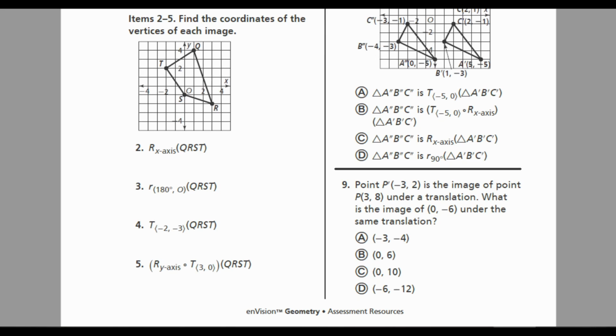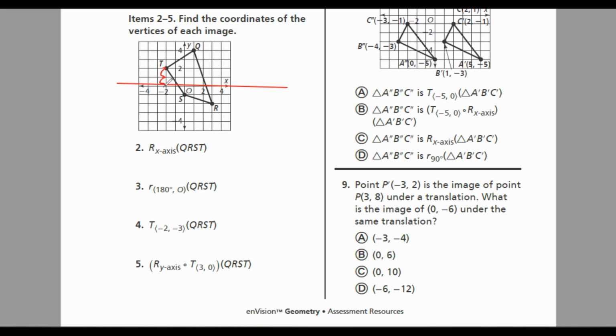All right, let's knock out 2 through 5 relatively quickly. These are just our basic transformations that we've been working with. Let's get our ink back to black. So the reflection across the x-axis of QRST. The x-axis is, of course, our horizontal axis. That's our x-axis. So all I really need to ask myself is how far each of these points is from the x-axis, and then we just flip it over to the other side the same distance.